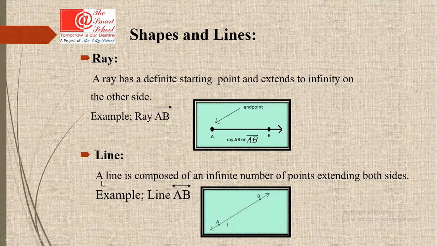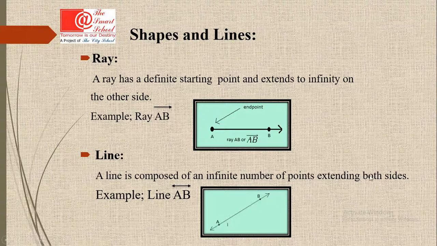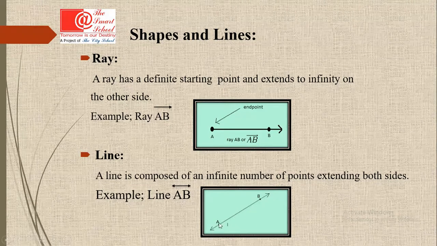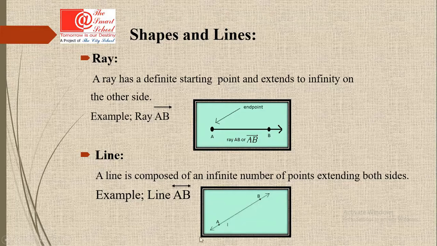And the line. A line is composed of an infinite number of points extending both sides, and these arrows show that we can extend A and B from both sides. This is an example of a line.